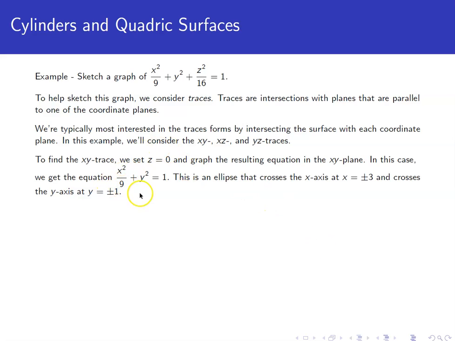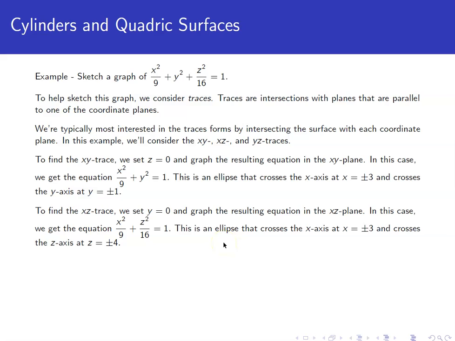The 9 in the denominator tells us that we go left and right 3 units from the center. I guess I should say out and back, since I'm talking about the x-axis here. We would go out and back 3 units from the center, and this is centered at the origin because we have not subtracted anything off the x or the y. There's an understood 1 in the denominator here for the y squared, so that means we would go left or right along the y-axis, 1 unit on either side. So this is what's telling us where it crosses the x-axis and crosses the y-axis. So we get an ellipse in the xy plane.